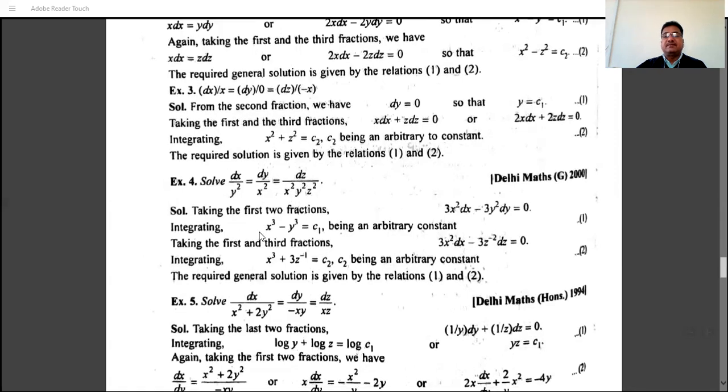Next: dx divided by y square, dy divided by x square, dz divided by something. If the first method fails, then I apply the second method, that is, the method of multipliers. So by considering the first two fractions, dx divided by y square, dy divided by x square, because z is absent.